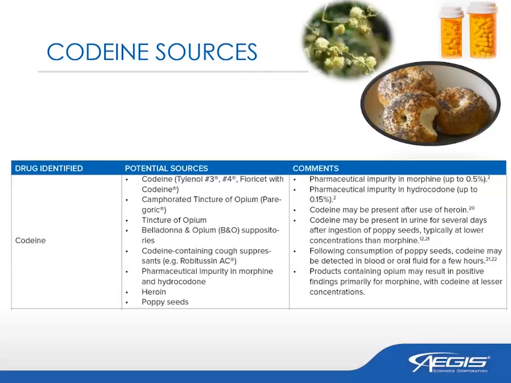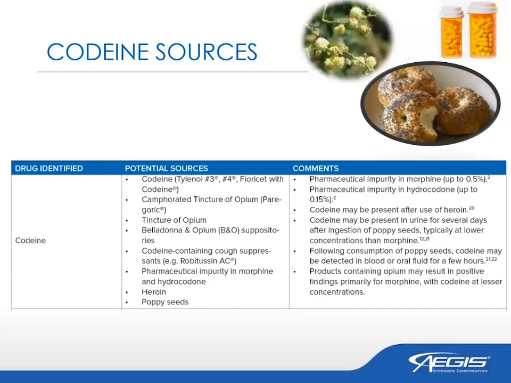Codeine is present in pharmaceutical products, including Tylenol number 3 and number 4, Fioricet with codeine, paregoric, tincture of opium, and belladonna and opium, and will subsequently be present on prescription drug monitoring programs since codeine is a controlled substance. In some states, over-the-counter medications can contain codeine mixed with cough suppressants like dextromethorphan and/or promethazine. Codeine may also be present after the use of heroin, although the most prevalent metabolite for heroin ingestion is morphine.